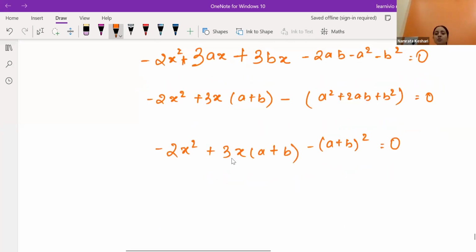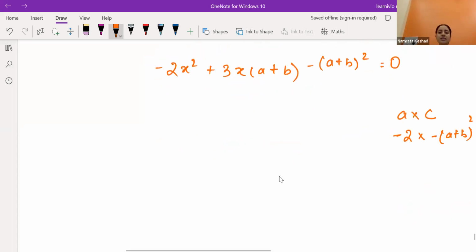We are supposed to do the multiplication of A and C. A is minus 2 and C is minus a plus b whole square. Now we don't get concerned with the sign and all. Sign we arrange by ourselves only. We just need to focus on what is AC. So AC is 2 times a plus b whole square.